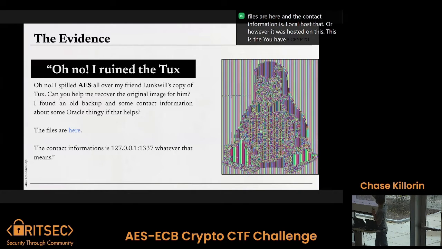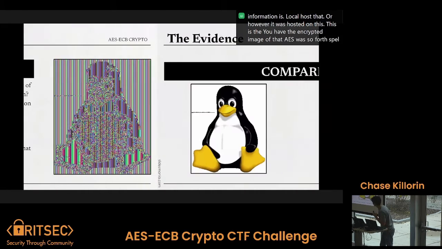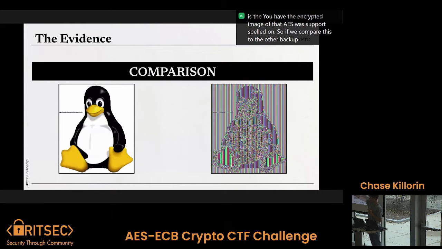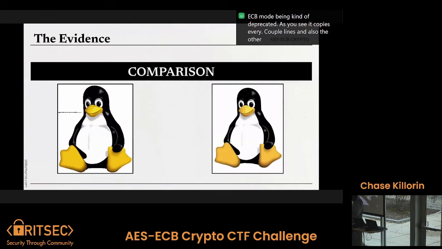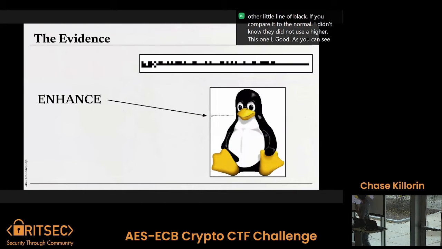You have the encrypted image of tux that AES so fortunately spilled on. If we compare this to the other backup image, you can tell that there's an outline in this image. This is because AES-ECB mode is deprecated and bad at encrypting. As you see, it copies every couple of lines. Also, there's this other little line of black if you compare it to the normal image. As you can tell, they did not use a high-res image. This one I pulled from Google is a lot nicer looking. But as you can see, there's a small bit here.